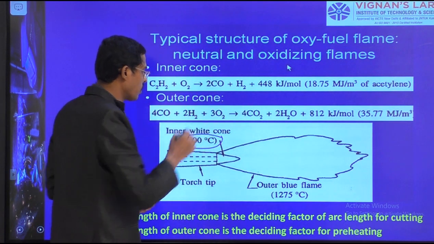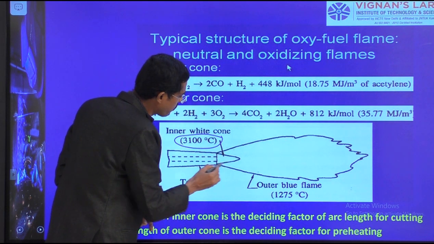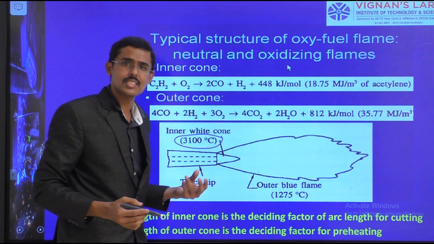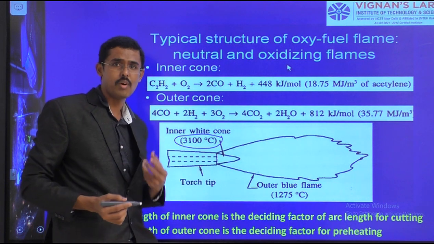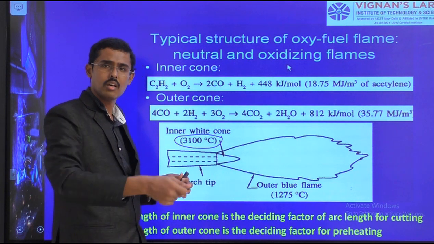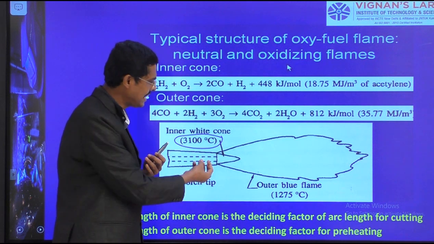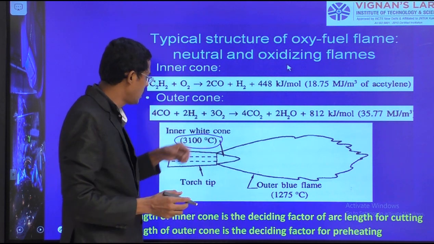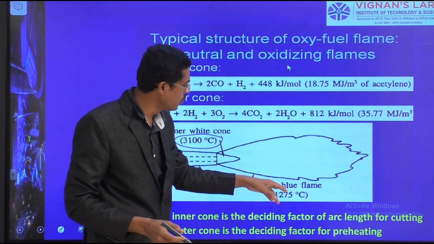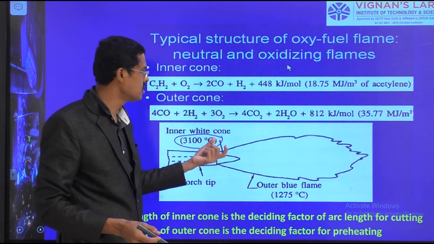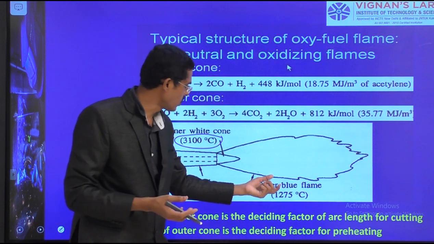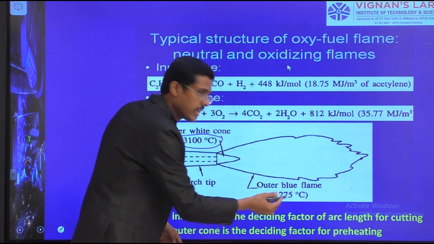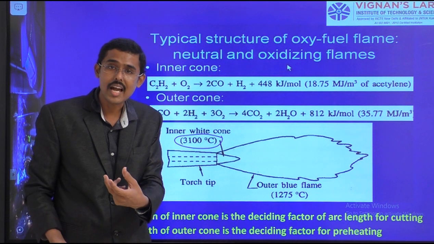So there are two types of cones, one inside and one outside. We have observed this at home also, when you turn on the stove and the light color comes out. The inner white cone is 3100 degrees centigrade, and the outer blue flame is around 1275 degrees centigrade. The inner one is white, the outer one is blue. So which temperature is higher?